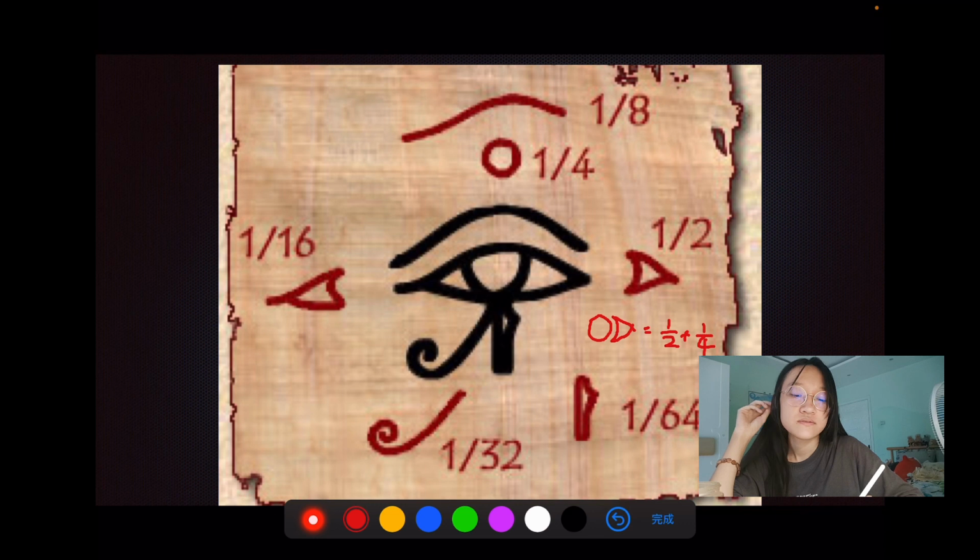Interestingly, even though the eye is called the Eye of Horus, the god Horus is not really the god of intelligence in Egyptian legends. Actually, the god Horus is, I think, if I remember it correctly, the grandson of the god of sun, Ra, and he is actually the god of revenge.